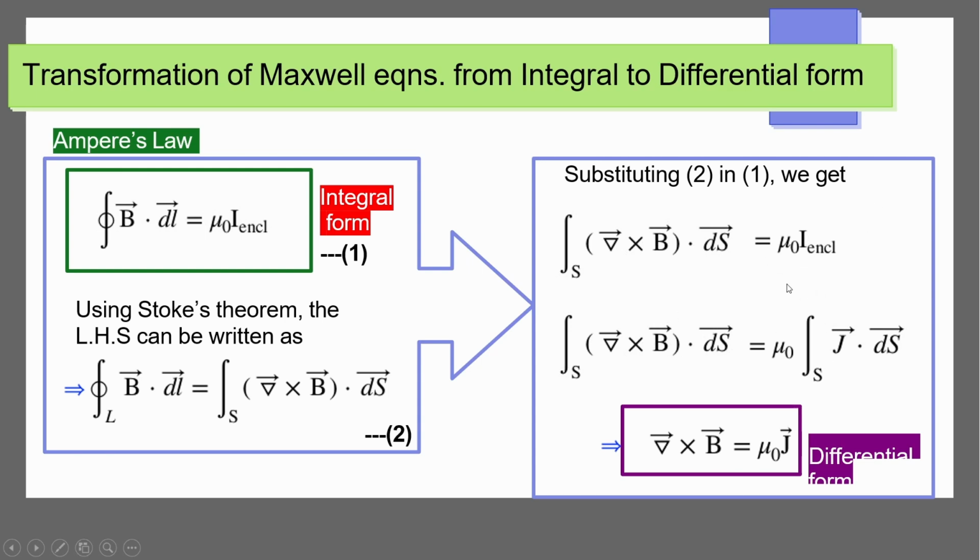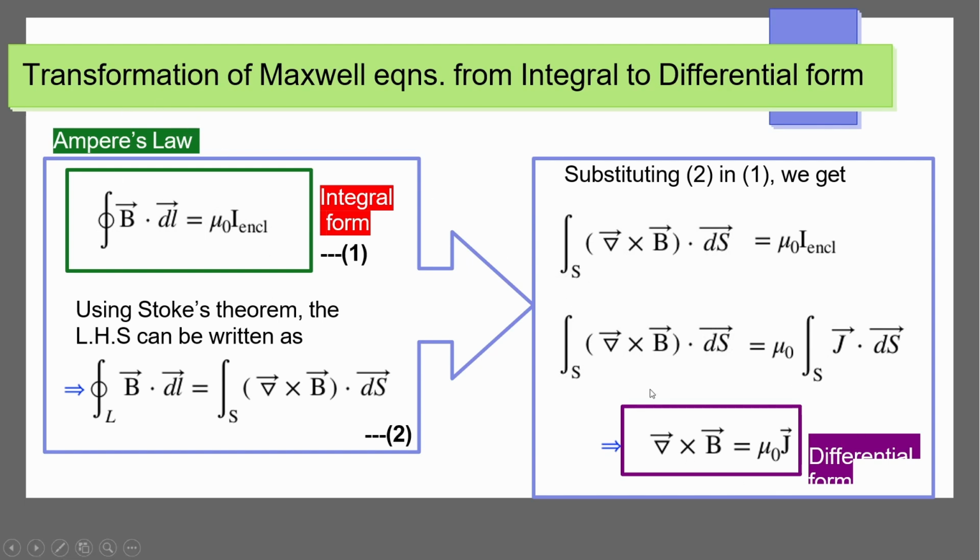Now we will be integrating the right hand side with respect to some surface S, and we will be bringing out the constant mu naught, the permeability of free space. And here we have replaced the current enclosed by J, which stands for the current density, and we'll be integrating this with respect to some surface S. Solving this, we get that the curl of the magnetic field B is equal to mu naught J, where J stands for the current density, and this is the differential form of Ampere's law.